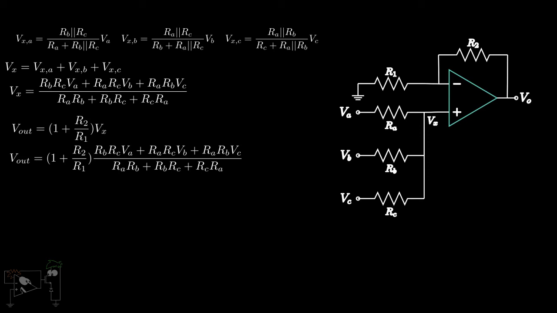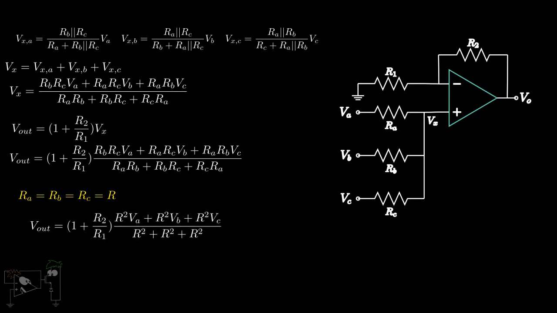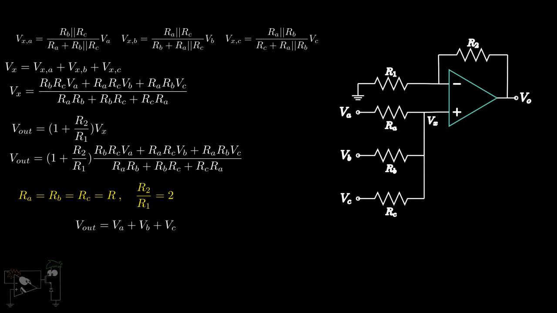The gain may seem a bit complicated, but if we choose the same values for resistors RA, RB, and RC, Vx reduces to (VA plus VB plus VC) by 3, thus giving us the average value of the three inputs. Further, if we choose R2 by R1 as 2, we get Vout equal to VA plus VB plus VC, the sum of the three inputs. Similar to the inverting case, this concept can be extended for n inputs.